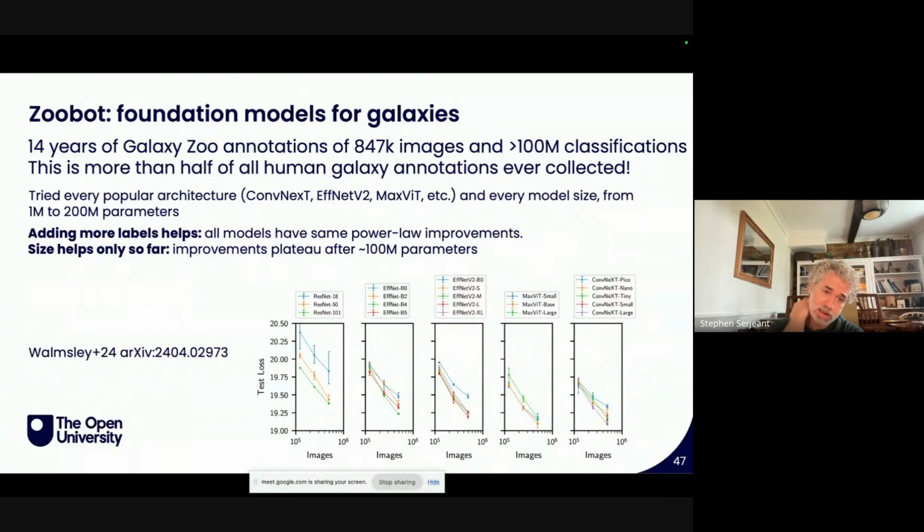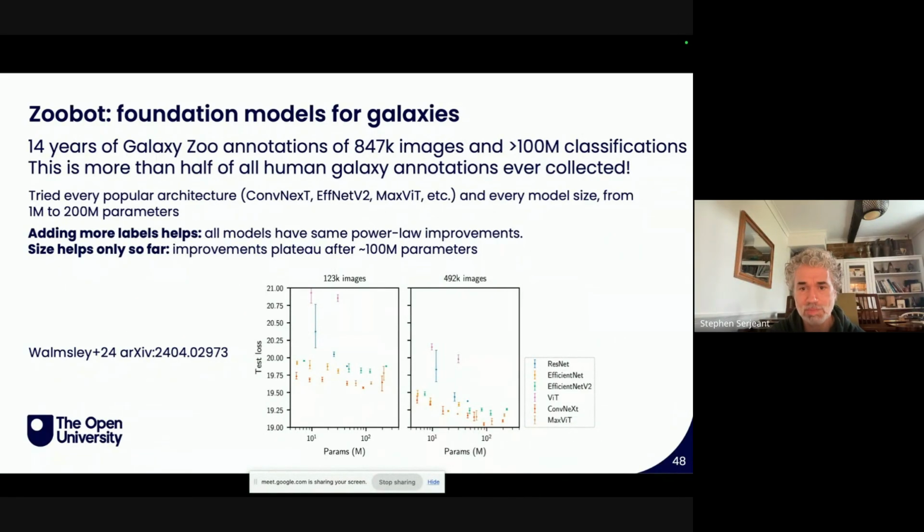So a colleague of mine, Mike Walmsley, took the Galaxy Zoo classifications, in fact 14 years' worth of Galaxy Zoo annotations, 847,000 images and over 100 million classifications, and used these to test out scaling laws in training large machine learning models. So what he found was that adding more labels always helps. So no matter which machine learning model you use, and he used a bunch of famous off-the-shelf architectures, if you add more labels, you get improvements. But the size of the model only helps so far. It plateaus after about 100 million parameters. 100 million parameters. I can hardly believe I'm saying that. Oh my goodness.